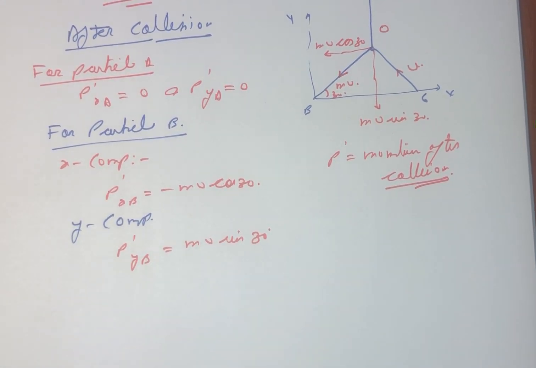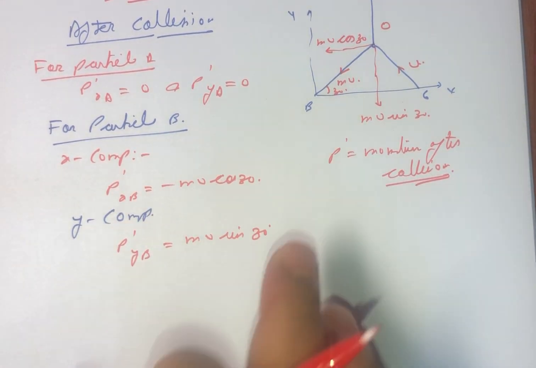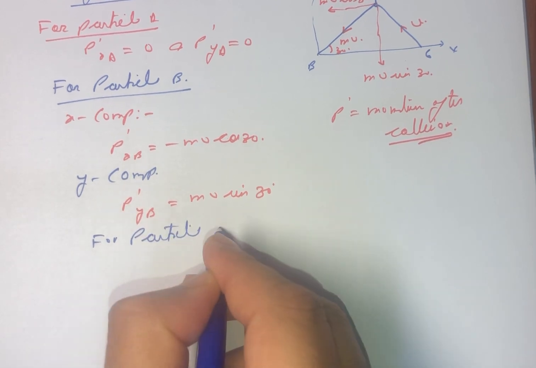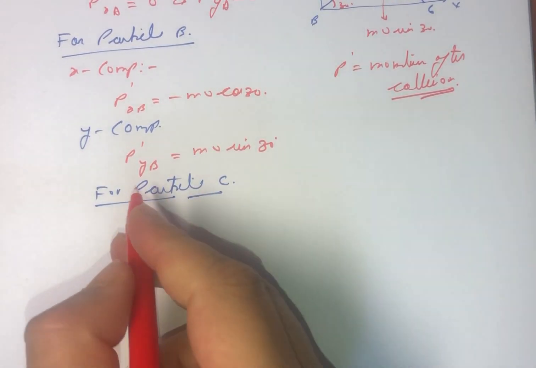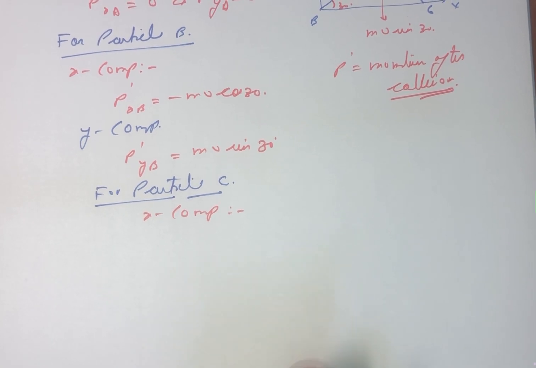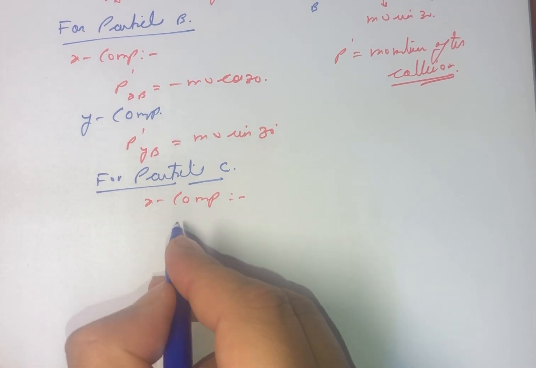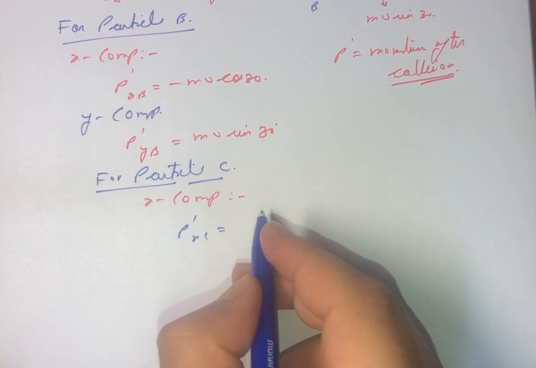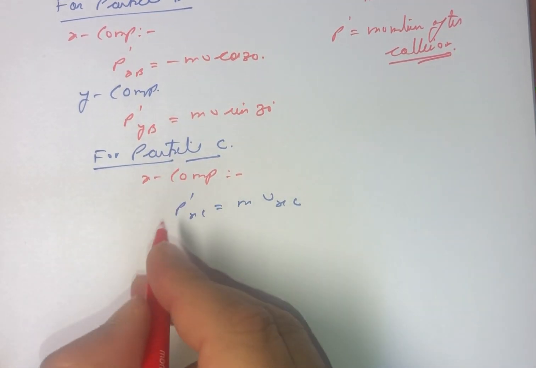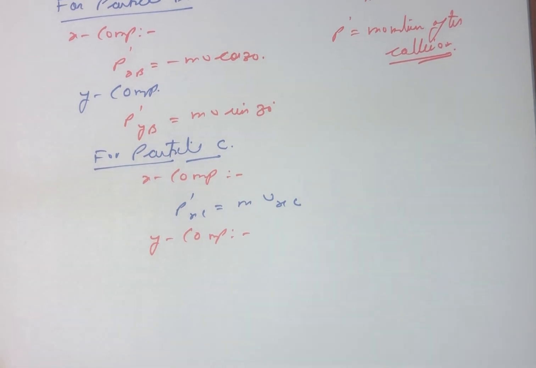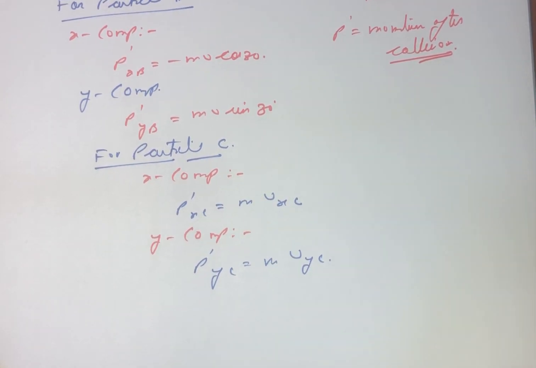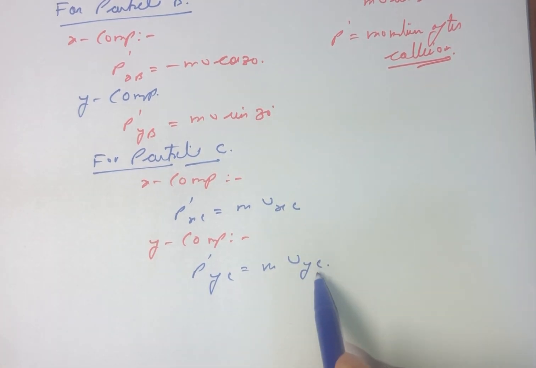Now we can do it for, you can say, particle C. So for particle C, we have the x component, p prime xc is, let us suppose, mvxc, velocity in x direction, and y component, p prime yc is equal to mvyc. So this is velocity in x direction and velocity in y direction.